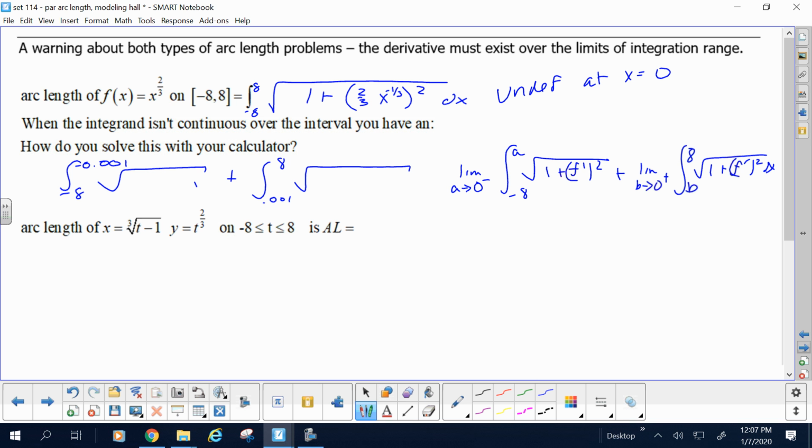Yeah, that's the way you deal with an improper integral, which we'll cover later, but for now, the point is, if you get an error in doing an arc length calculation, it's probably because it's undefined over the domain of the integral, and you need to figure out, all right, where's the discontinuity, and get close to it. With me? Okay. The same would go true for this. This is pretty much the same idea.